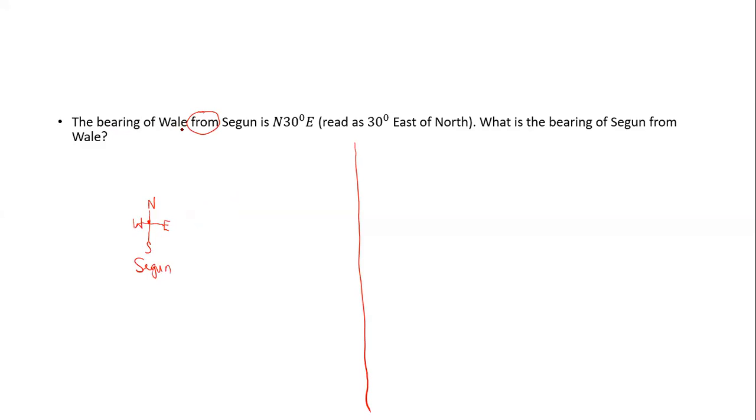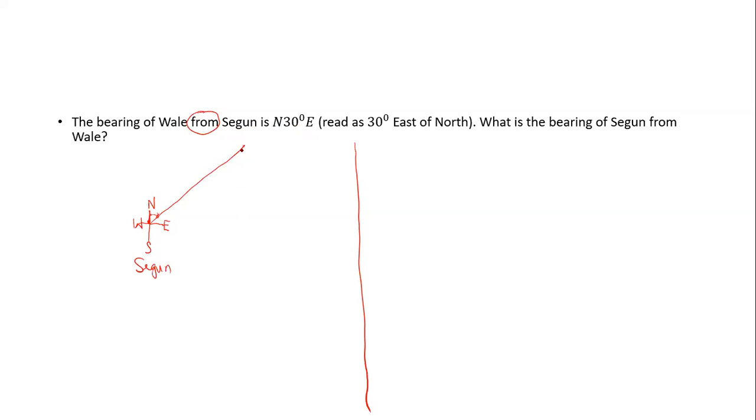So the bearing of Wale from Segun is 30 degrees east of north. It means they want you to locate Wale. They assume you know where Segun already is. So to locate Wale, you are going to look for 30 degrees east of north. It means from north, you measure 30 degrees towards the east. So let's come here. This is the north. From the north here, measure 30 degrees towards the east. If this is where the 30 degrees stops, join it with the point here, and you have this.